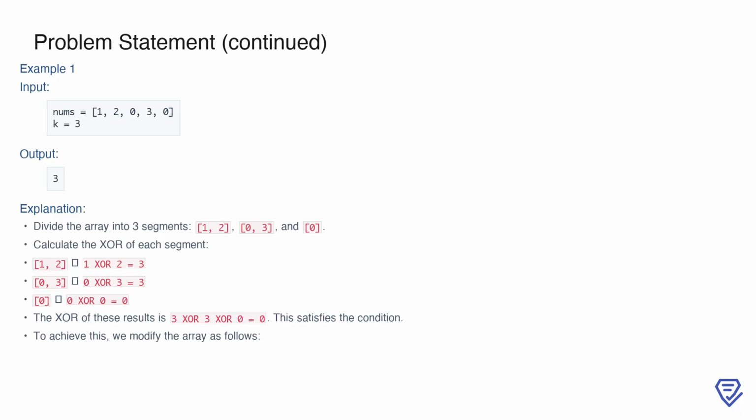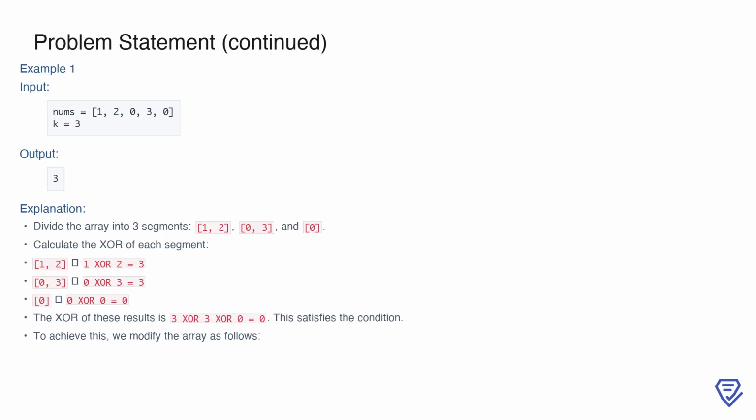Next, we calculate the XOR of each segment. For the first segment, 1, 2, the XOR is 1 XOR 2, which equals 3. For the second segment, 0, 3, the XOR is 0 XOR 3, which also equals 3. For the third segment, 0, the XOR is simply 0. Now, the XOR of these segment results is 3 XOR 3 XOR 0, which equals 0. This satisfies the condition.